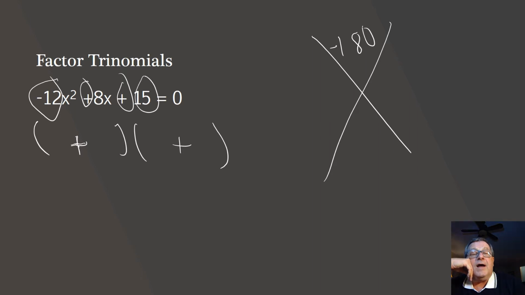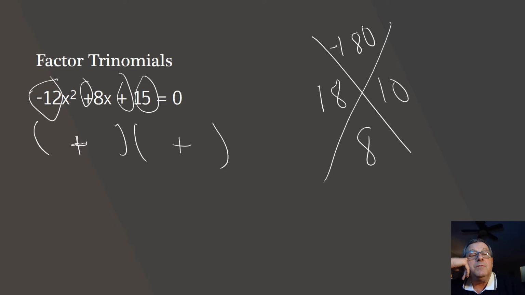And I'm going to have to factor that 12, but I'm also looking for something that's going to add to 8. All right, well, let's see. Let's focus first on two numbers that would multiply to 180. Well, 18 and 10. 18 and 10 would multiply to 180, and if I subtracted those, I'd get to 8.